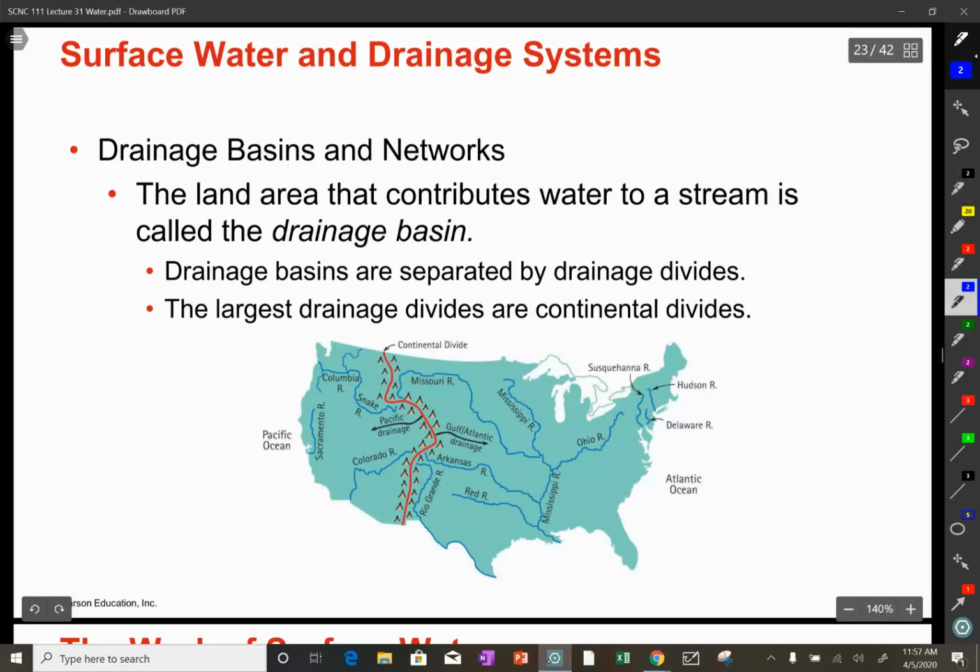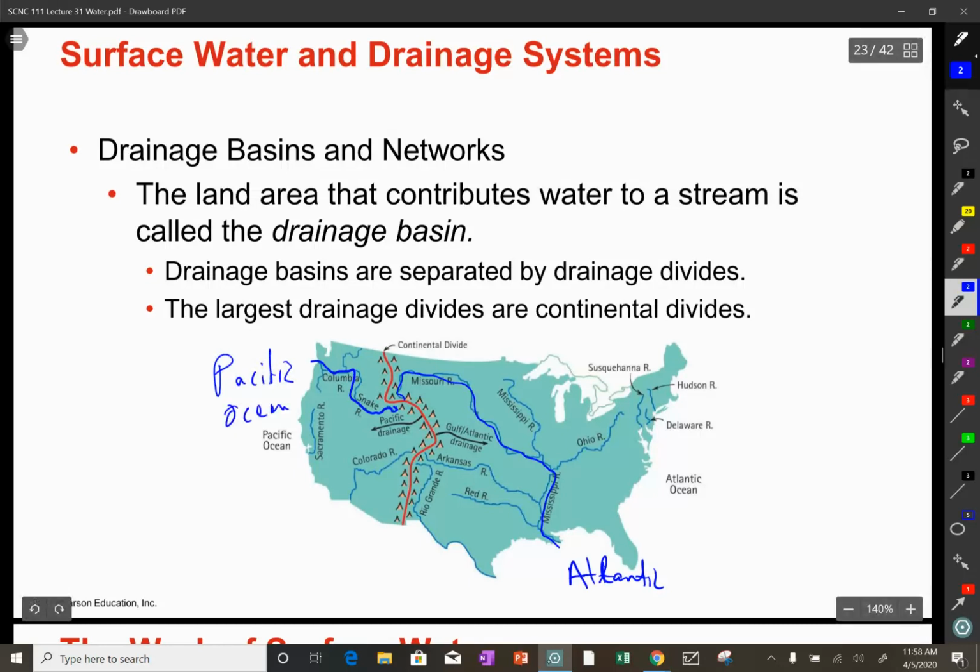If you're on this side of the Continental Divide, that water ends up going to the Gulf. Well, let me not use that, let's just say it goes to the Atlantic Ocean. So any water that's on the east side of the Continental Divide will eventually flow into the Atlantic Ocean. Whereas if it is on the west side, then it will flow into the Pacific Ocean. So the Continental Divide is dividing where water flows.